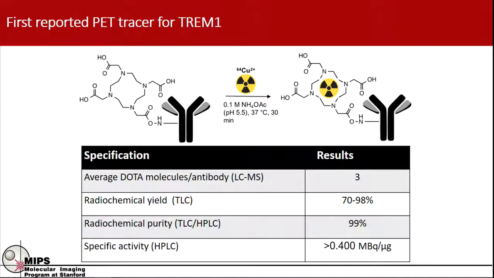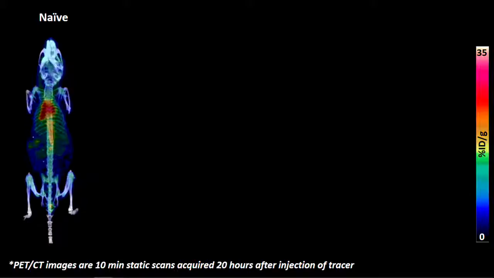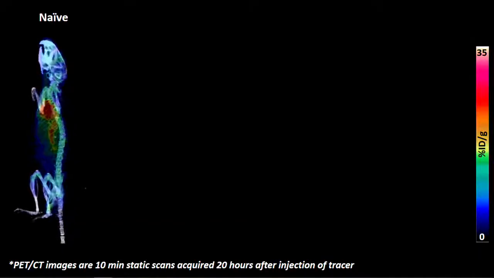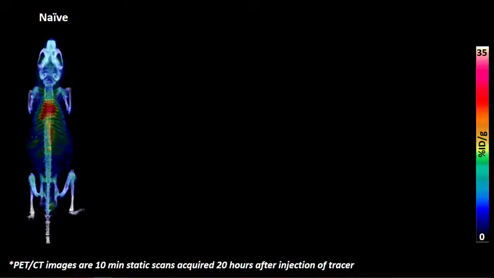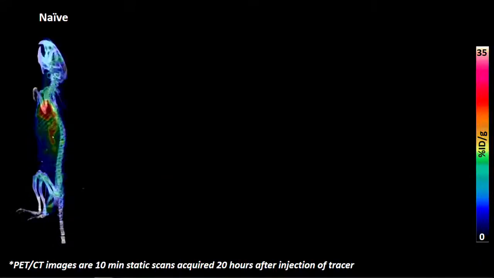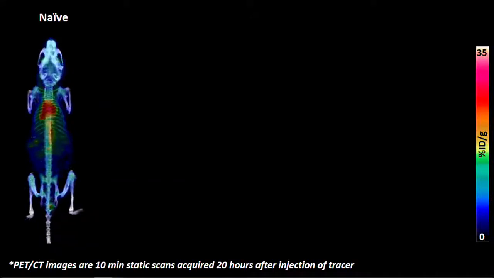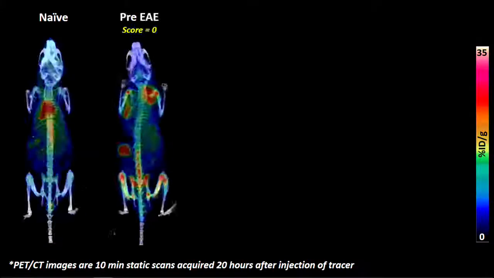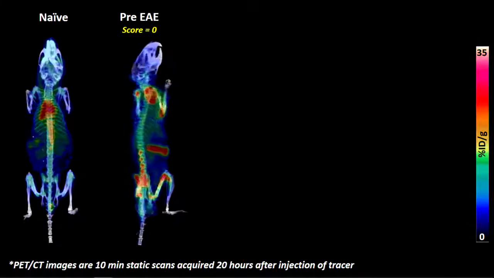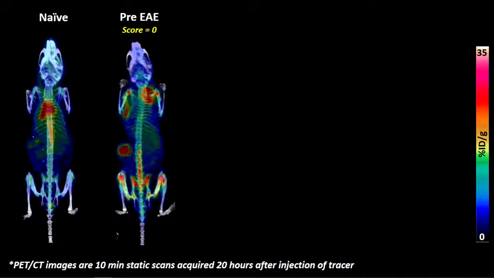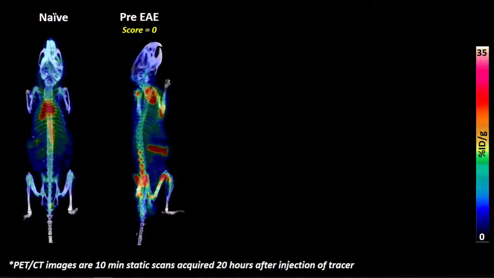So we went about and labeled an antibody, very specific antibody, and here are some of the first imaging results. So this is just a naive mouse, and it looks like blood flow. So yeah, you're really just seeing heart, descending aorta, just what you would imagine you would see if there's nowhere for it to bind. Then we look at pre-EAE. This is without any symptoms. And you already start seeing, so this mouse will go on to become paralyzed.